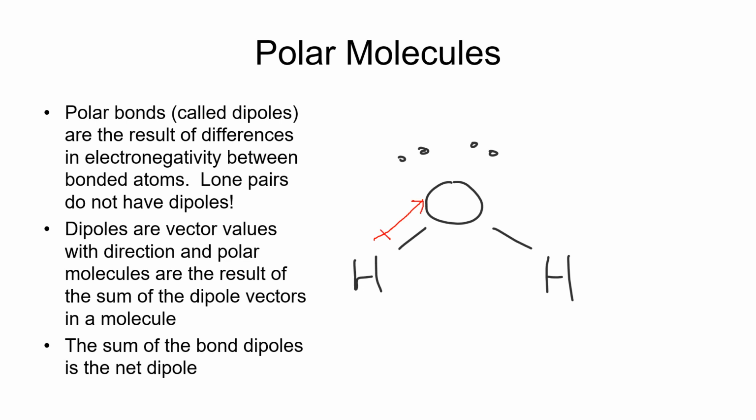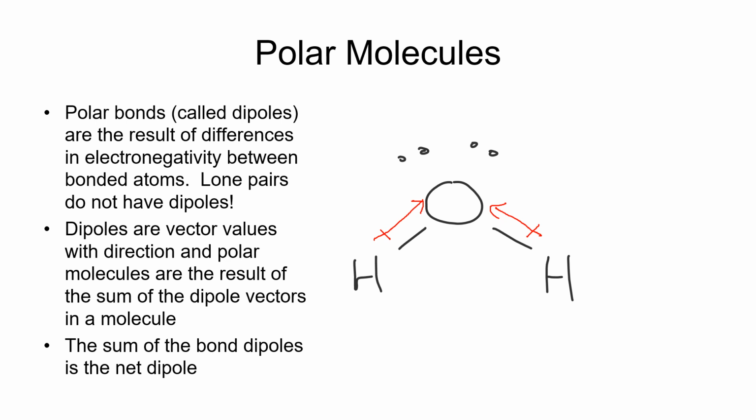And so for oxygen and hydrogen, oxygen is more electronegative, and so there'd be a dipole there. And also with the other one on the other side. So we'd have these two dipoles. And then the question is, does that make a polar molecule? Well, polar molecules are the result of dipoles that produce positive and negative sides of the molecule. So it has to have an asymmetrical shape in order for that to happen.